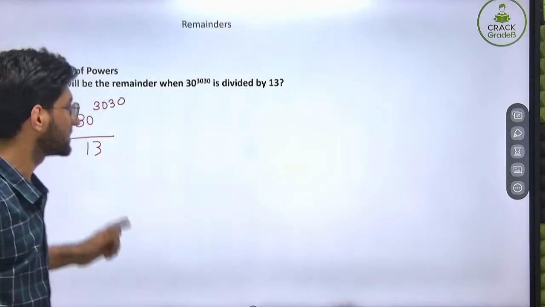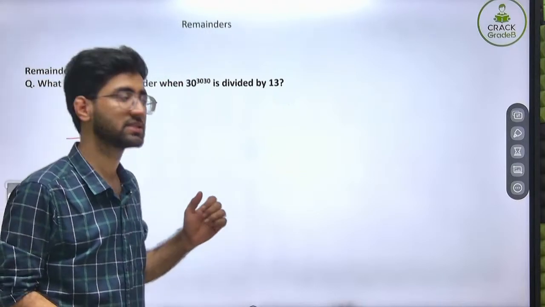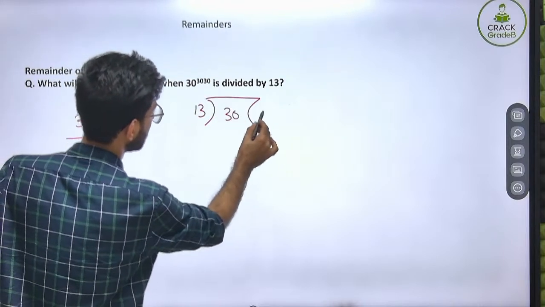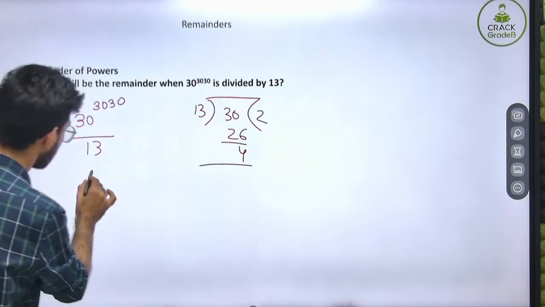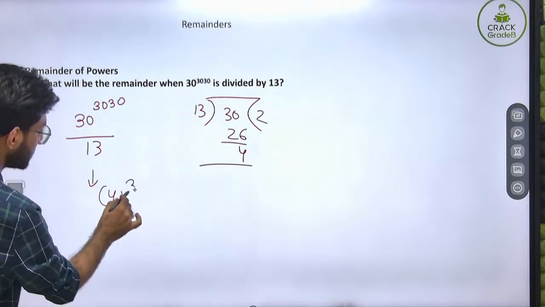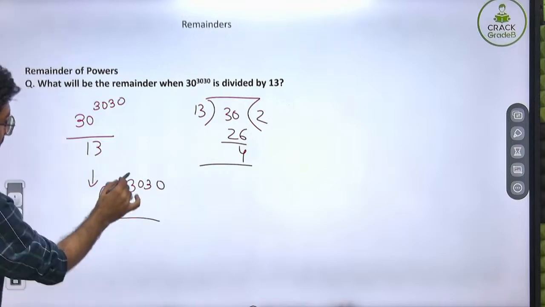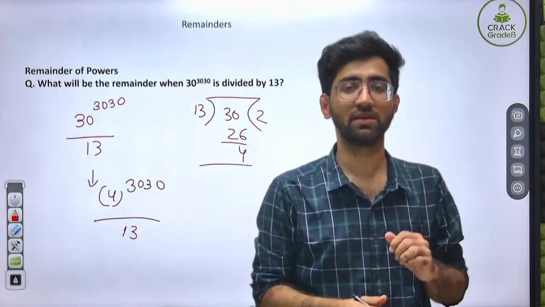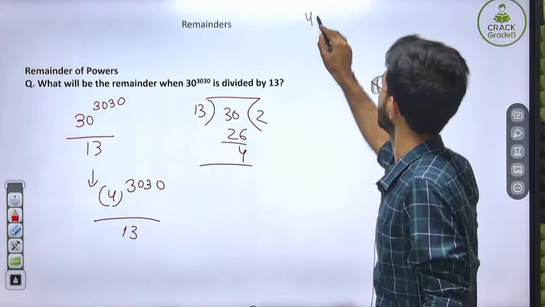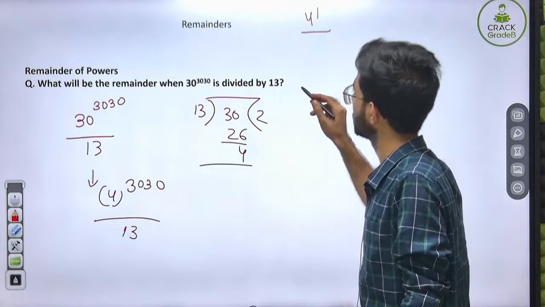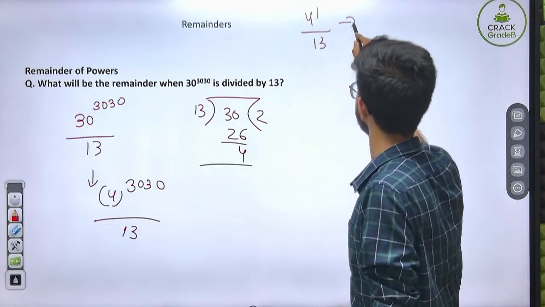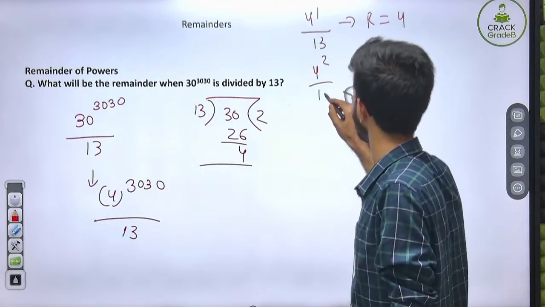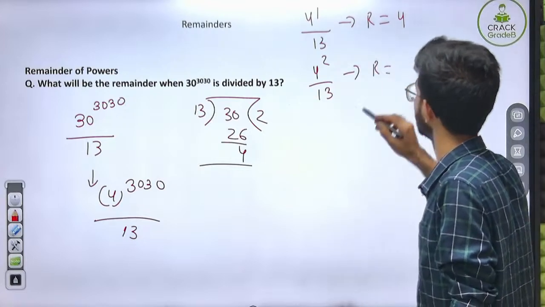So basically this 30 is divisible by 13, and once you divide this 30 by 13, you get remainder that is equal to 4. So you can simplify it in this way, that this question is equivalent to 4 to the power 30 by 13, right? Again we will follow the same process. See, we will start solving with 4 to the power 1, and if you divide it by 13, you will get the remainder that is equal to 4. If you divide 4 to the power 2 by 13, you will get remainder that is equal to 3.